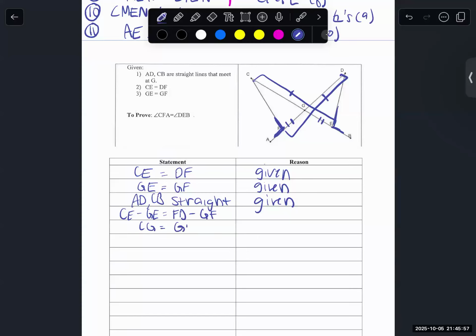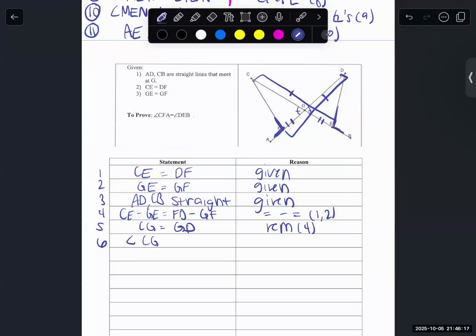CG is equal to GD. This is by equal minus equal, lines 1 and 2, and this is by remainders, line 4. Great. And now I've got two sides of my triangle. These are equal because they're vertical and they're straight lines.